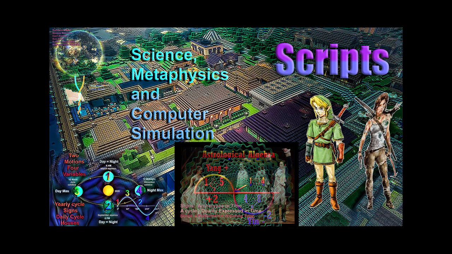In the next session, scripts will be introduced. There is a process, a cycle that the script takes, which takes out in time. These steps have a numbering system, which I call astrological algebra.